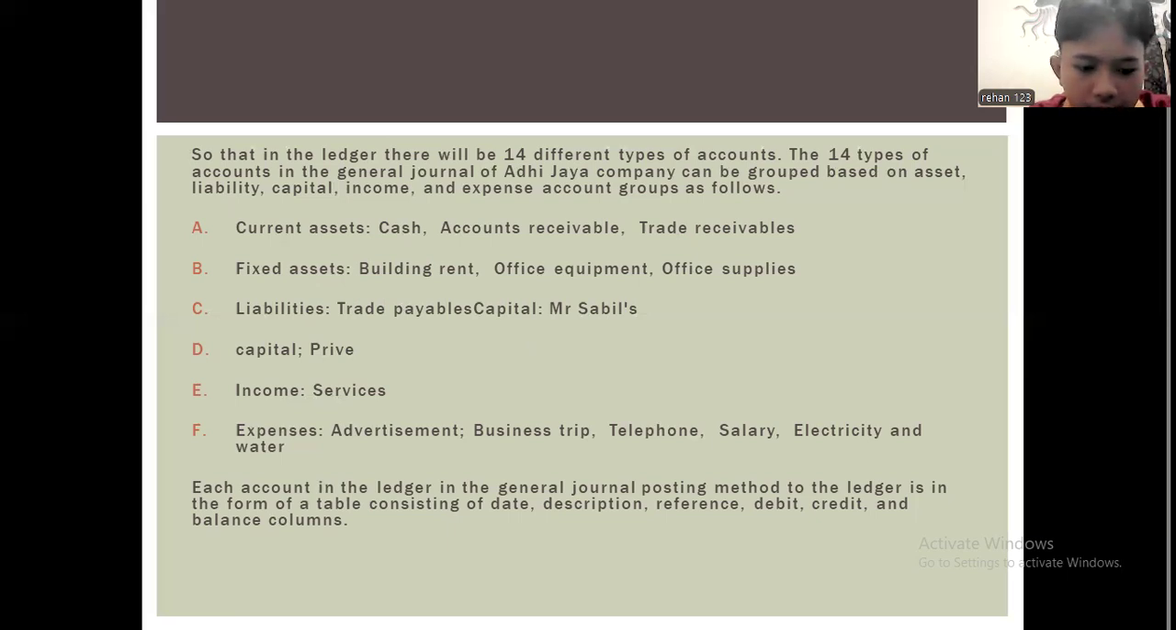As for the account in the ledger, the general journal posting method. The ledger is in the form of a table consisting of description, reference, debit, credit, and balance columns.